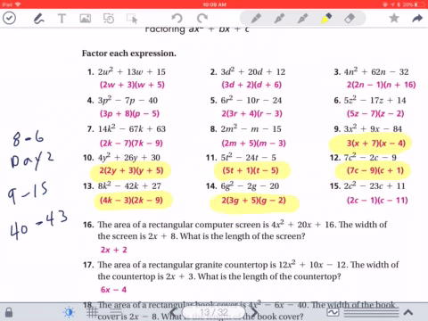Number 14, you can factor out a 2 first. They're all even numbers, so you can at least factor out a 2. Factor out a 2 and you get 3g plus 5 times g minus 2. Number 15 is 2c minus 1 times c minus 11.